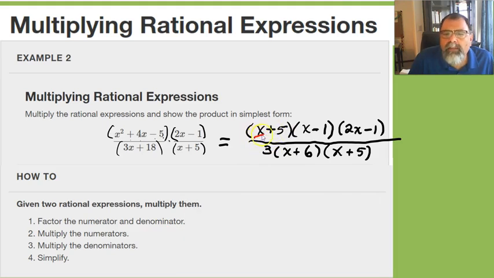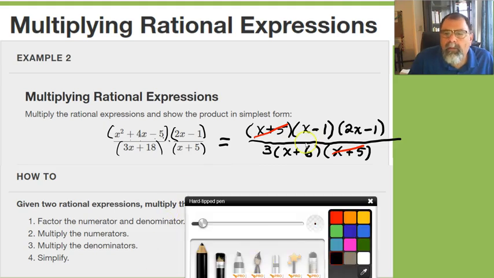And again, when we're canceling, you can think of it as if I rearrange this and I do x divided by x, and x plus 5 divided by x plus 5 is 1. So I can just cancel it, just like I would do with fractions. And then whatever's left over is your answer.